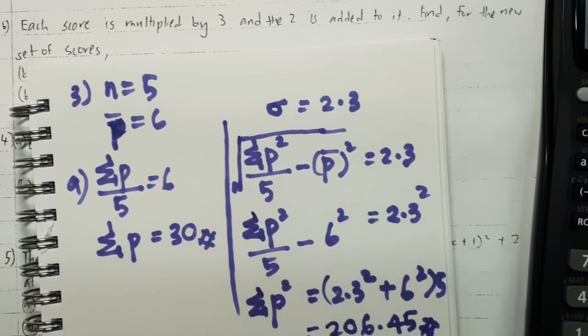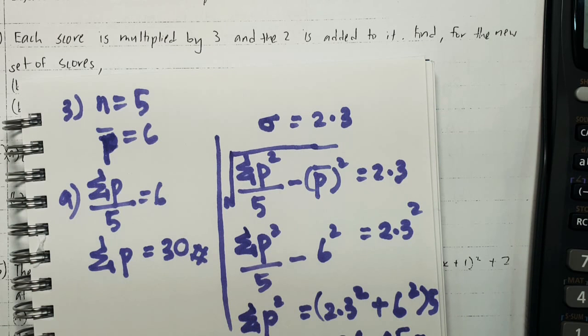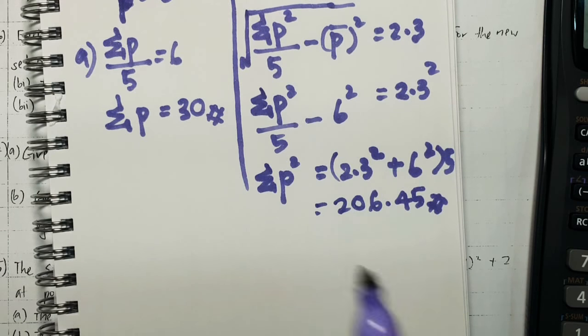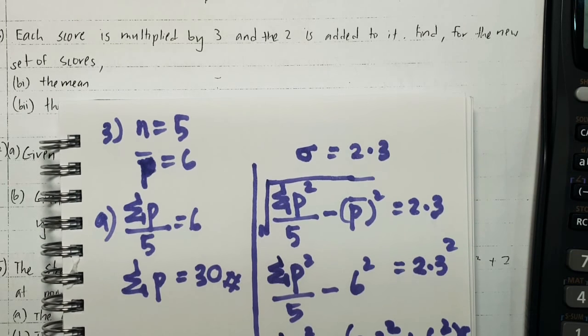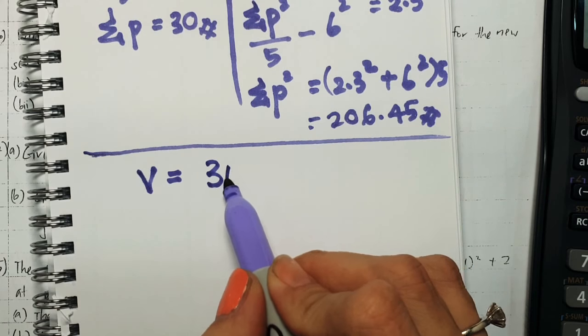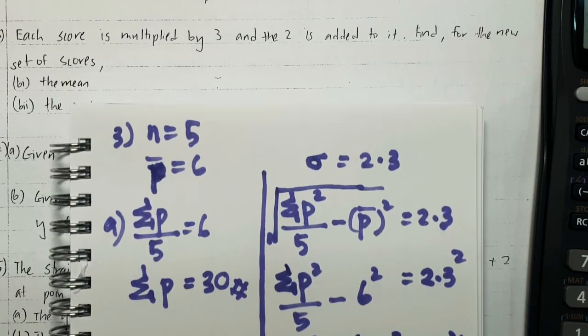Now part B, each score is multiplied by 3, and then 2 is added to it. Let's write it in general form. Now we have a new data, let's call it V. All data is multiplied by 3, so we will have every data multiplied by 3 and then add 2.